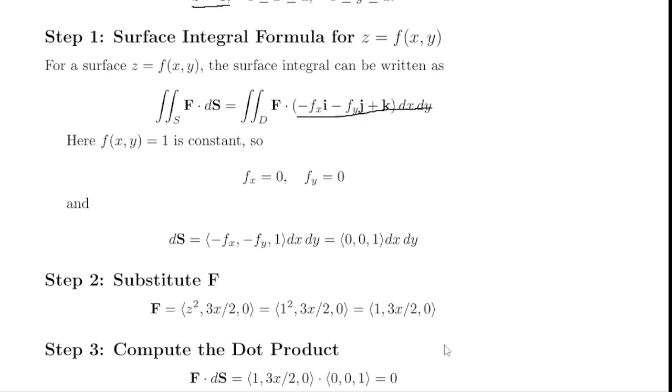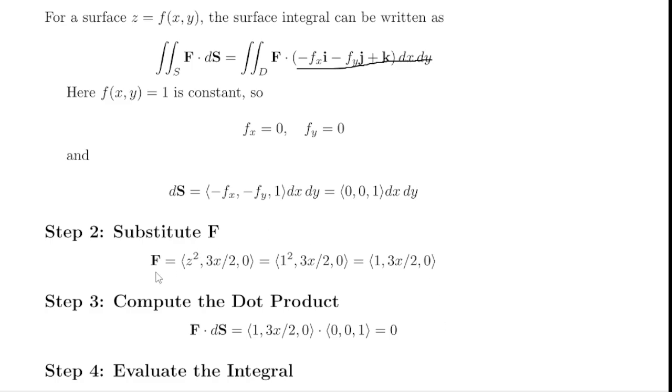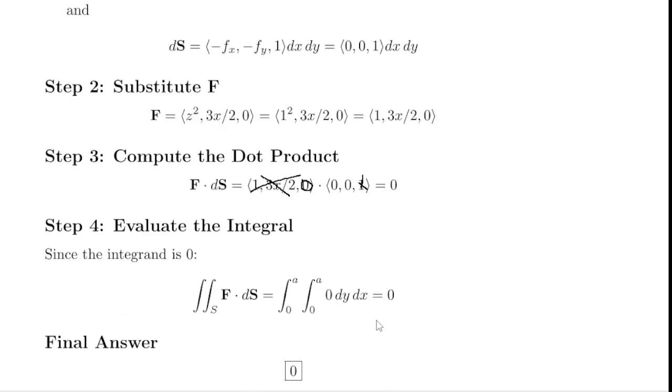So now we can find the dot product. We just do F dot dS. The nice thing is that because the first two components of dS are 0, these are just going to cancel, and then because the last component of F is 0, this is going to cancel. So we just end up getting 0 as a dot product. So really we're just integrating 0 over a region, which you don't really need to set up. You know it's going to be 0.